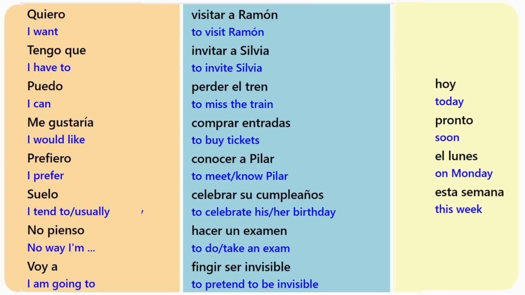And the feminine form of español, so if you're a girl or a woman, española. So you would say, voy a fingir ser española. I'm going to pretend to be Spanish. Let's reuse that. How would you say, I can't pretend to be Spanish? No puedo fingir ser español. O no puedo fingir ser española.